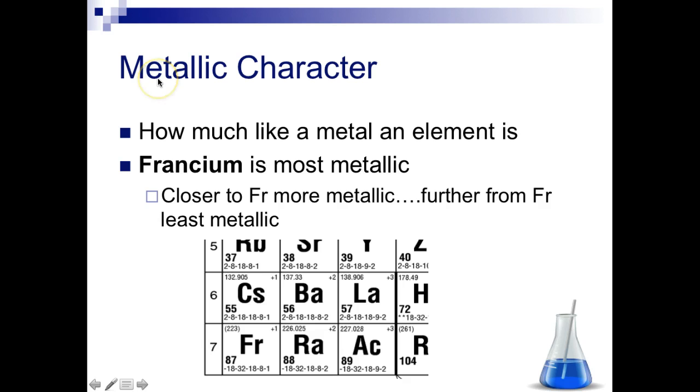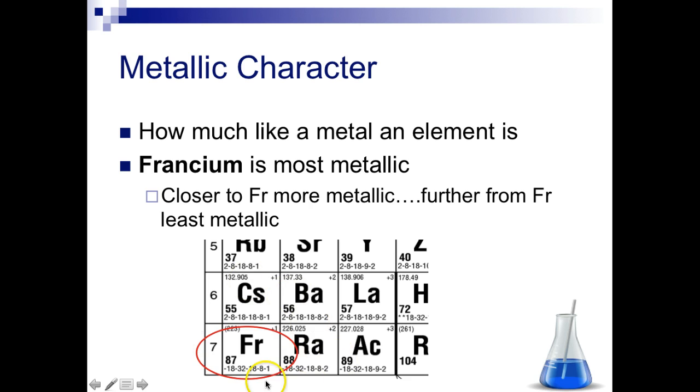Metallic character is described as how much like a metal an element is. Francium is the most metallic element on the periodic table. That's the one all the way down here on the bottom left. So francium is the most metallic, so the closer the element is to francium, the more metallic it's going to be, and the further away from francium the element is, the less metallic it's going to be.